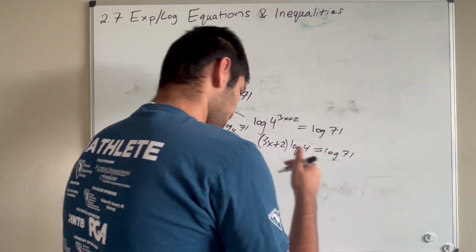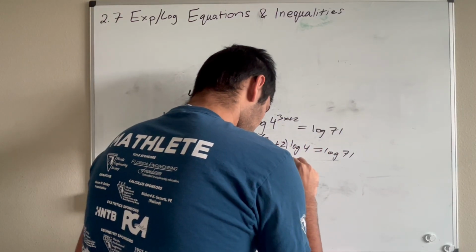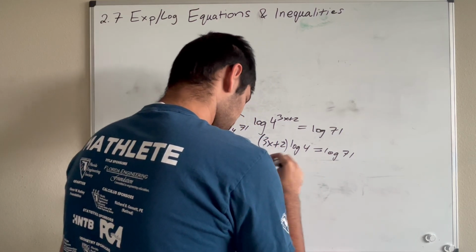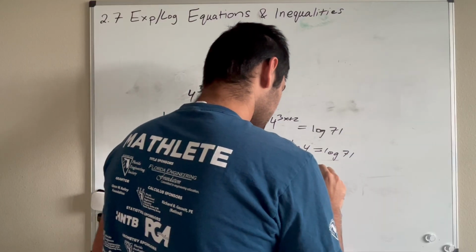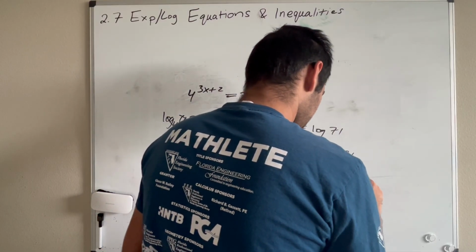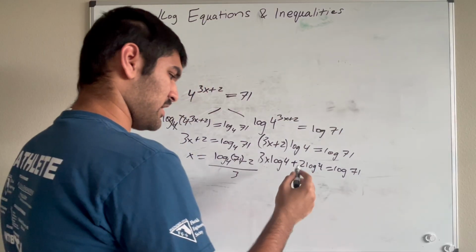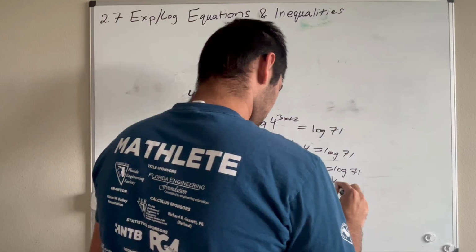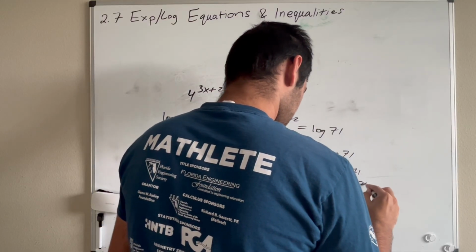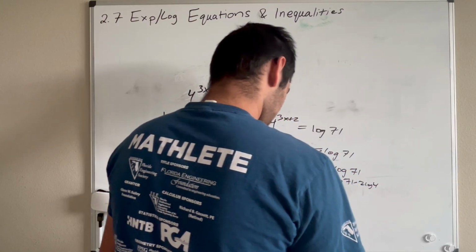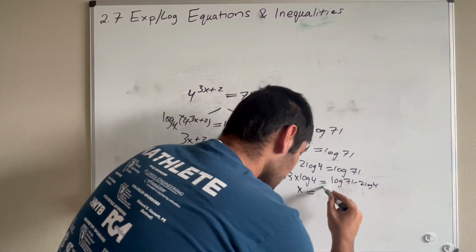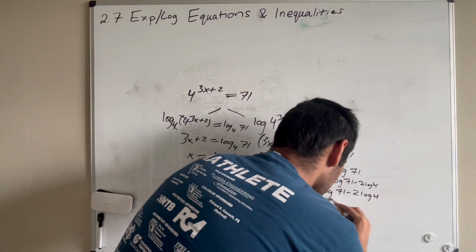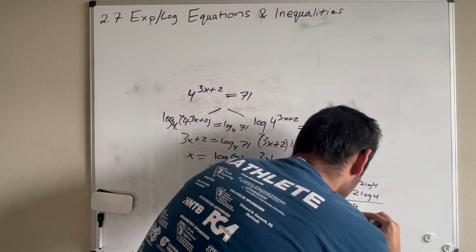And then now you can just distribute, so you get 3 log 4 x. Put the x right here actually. 3x log of 4 plus 2 log 4 is equal to log 71. And then solving for x, you get 3x log 4 is equal to log of 71 minus 2 log 4. And then x is equal to log 71 minus 2 log 4 all over 3 log 4.